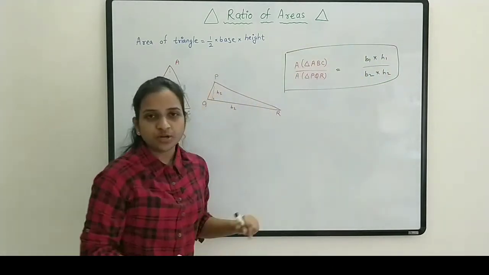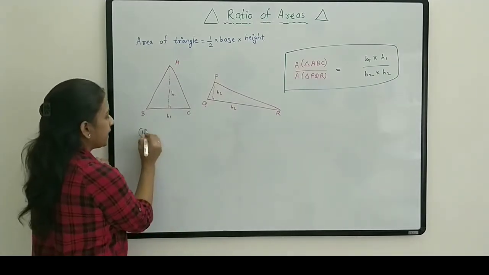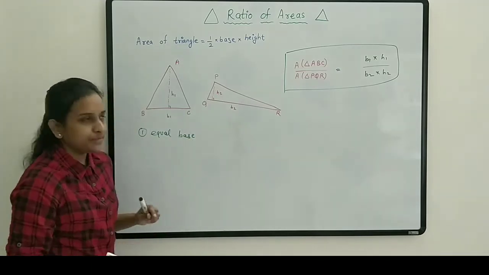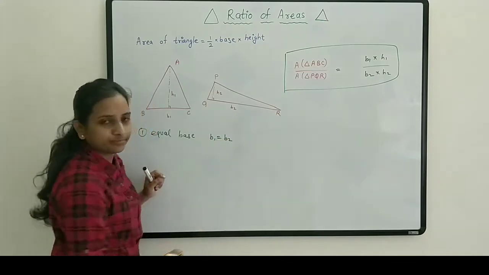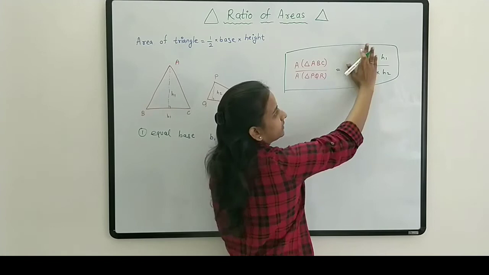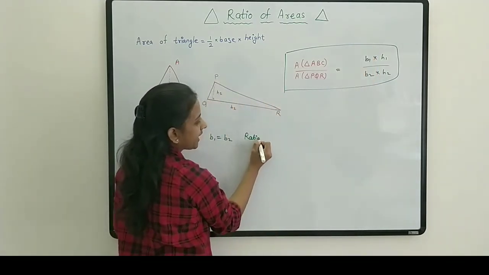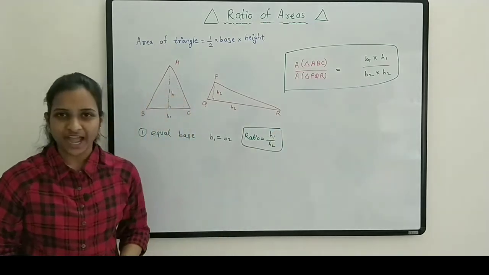Now if I impose some conditions here. Say two triangles are of equal base, means for both the triangles B1 is equal to B2. Then what is the ratio here? See, B1 is equal to B2, then this gets cancelled. So the ratio of areas of two triangles becomes H1 by H2, the ratio of their corresponding heights.